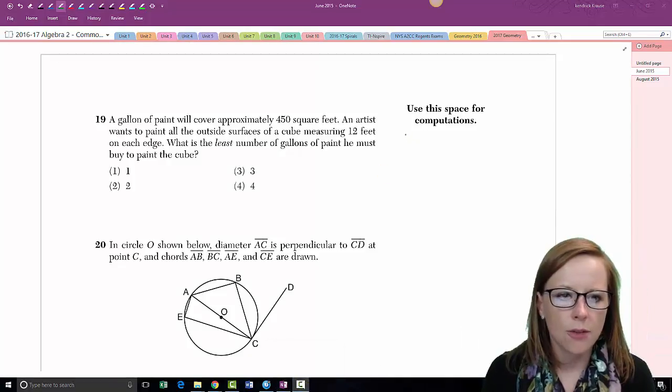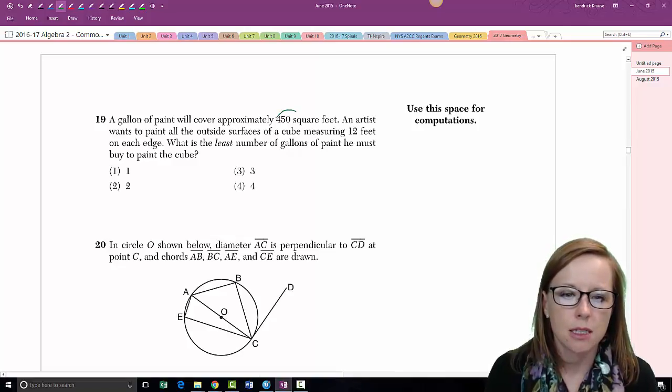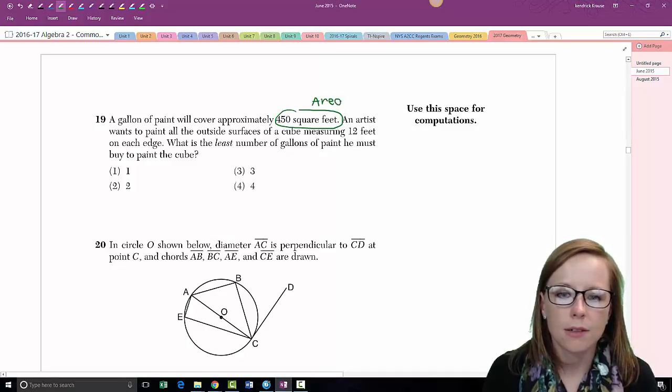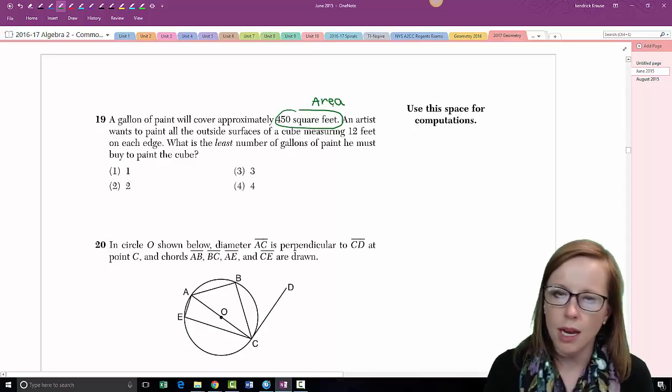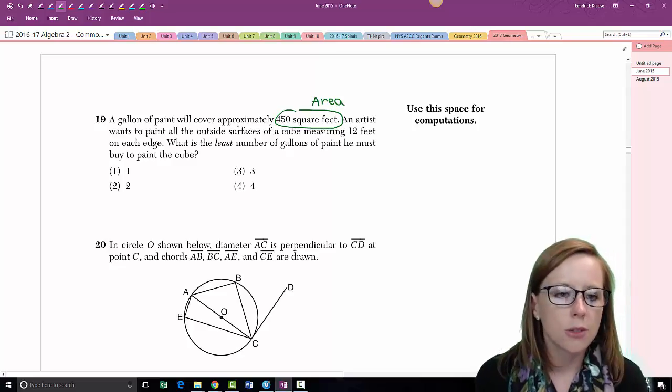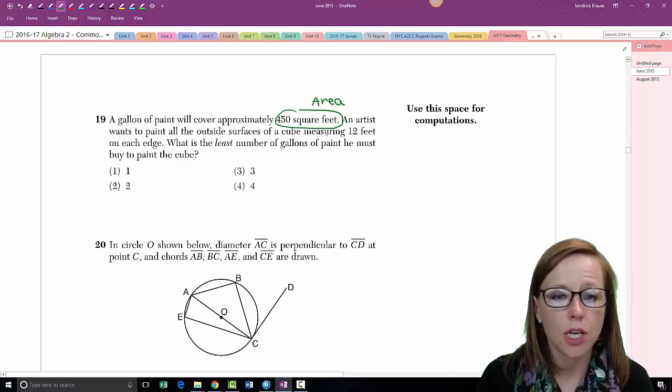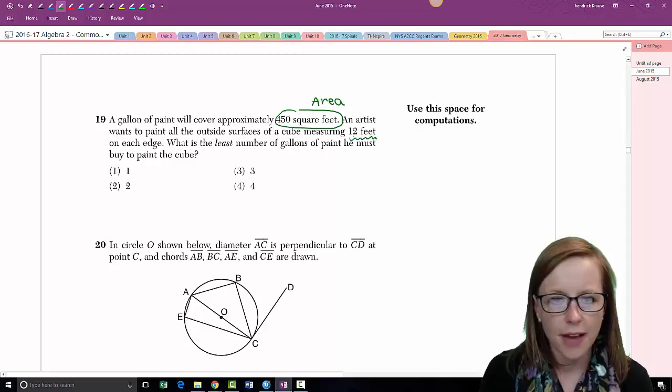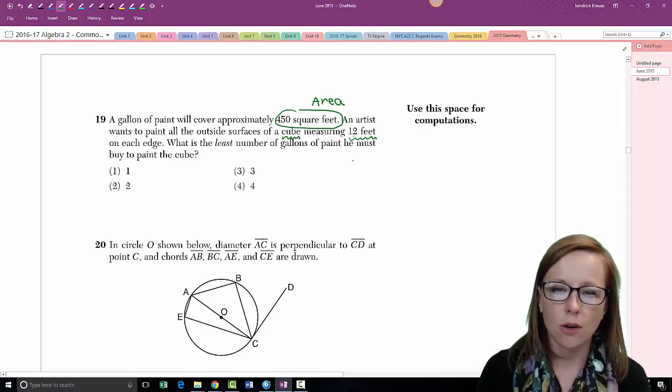All right, so we've got a gallon of paint to cover approximately 450 square feet. As soon as I see square feet, it's some kind of area. You have to know the area is in square feet. An artist wants to paint all the outside surfaces of a cube, measuring 12 feet on each edge. The fun fact that you need to know about a cube is that all the sides are the same.